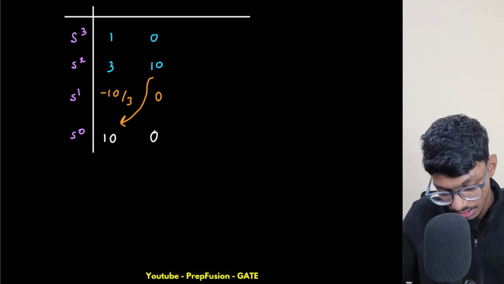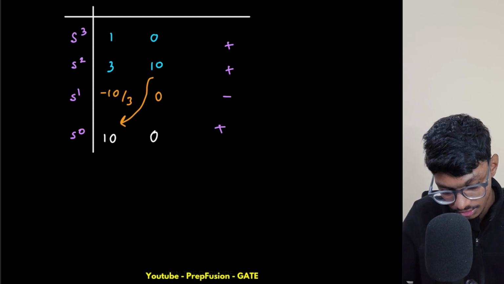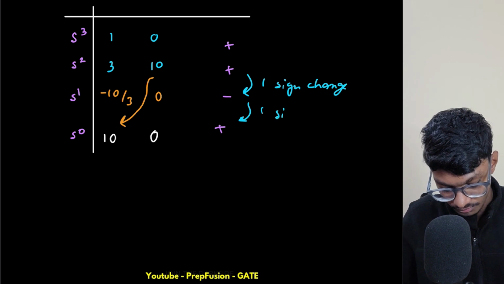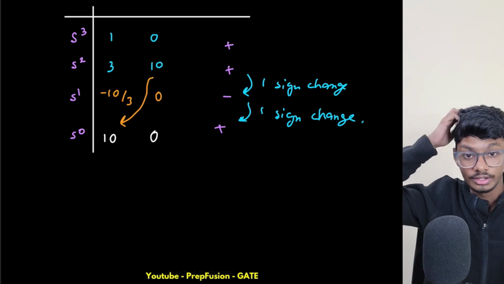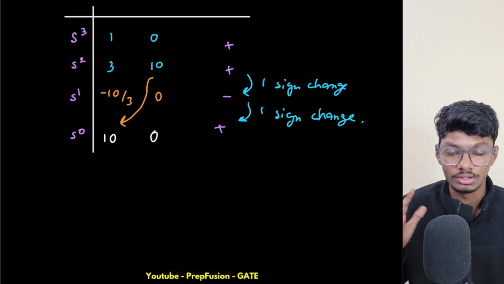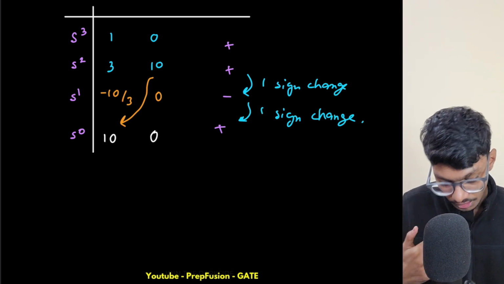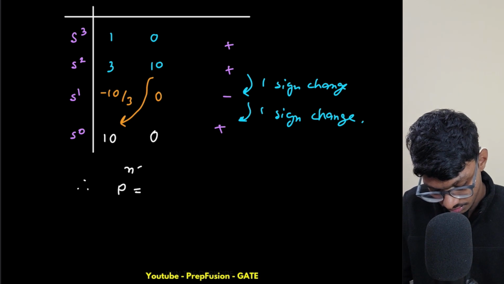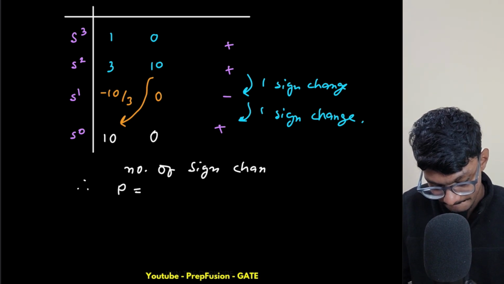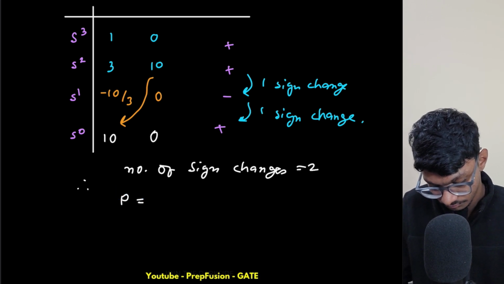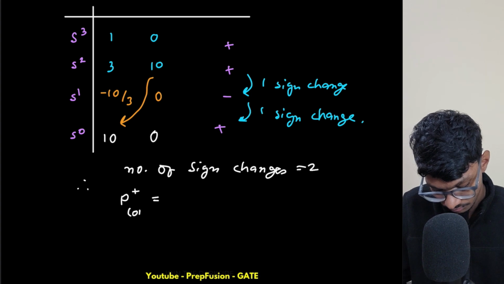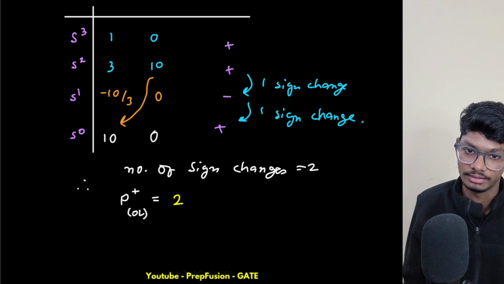So how many sign changes do I have? I have plus plus minus plus. So I have one sign change here and one sign change here, right? So I have two sign changes. If I have two sign changes, what does that mean? That means I have two right hand poles, right? Hence, two right hand poles.